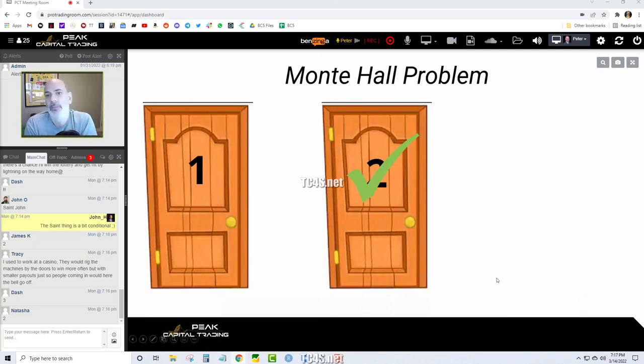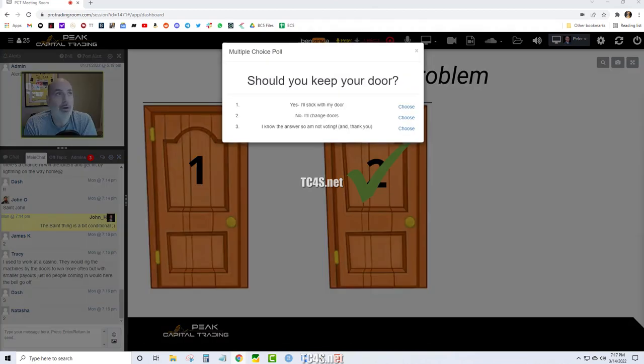So the question that comes to our risk now is, I want you to tell me, and we'll do it via a poll, should you keep door number 2 or should you switch to door number 1? Again, if you know the answer, pick the I know the answer option so you don't ruin it for others, but I want to see, for those of you that don't know the answer to this problem, should you keep your door or should you switch to door number 1?